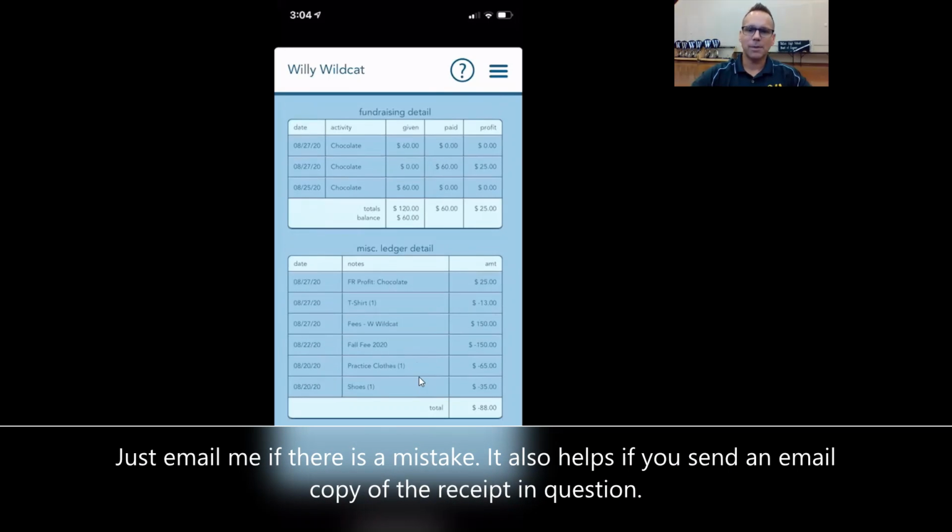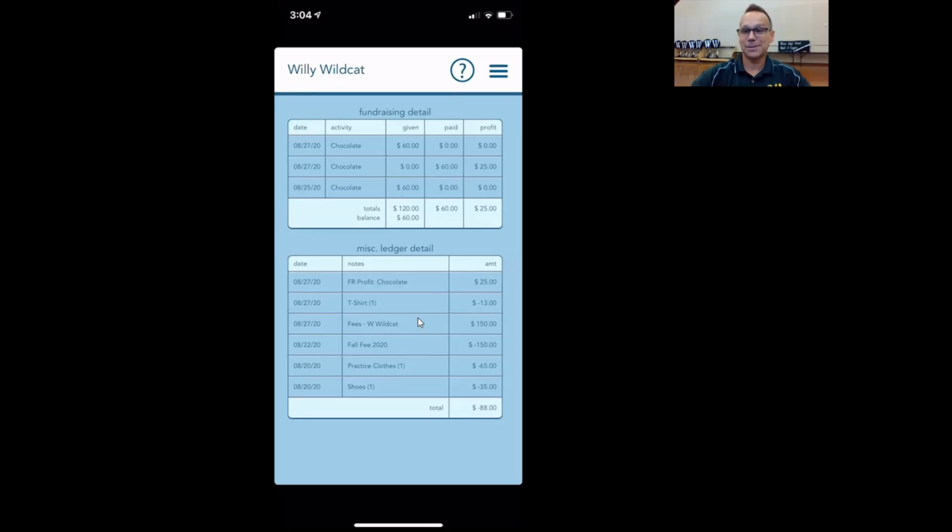So if you see something wrong, make sure and email me, and I'll investigate it, go back through all of my things. And sometimes I have the parents email me the receipts that they've received, just so I can double check. And usually that's what happens. There is a mistake, and I'll go ahead and fix it.